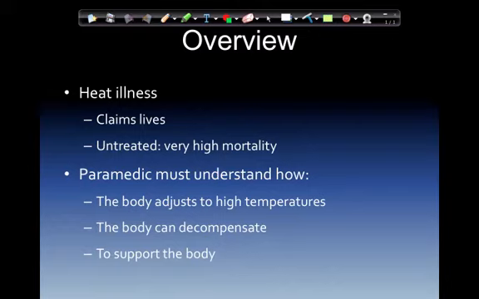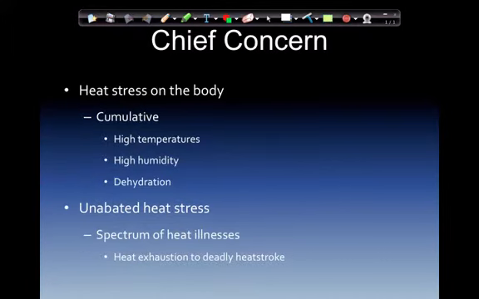So heat illness, it claims lives every year. Untreated, there's a very high mortality in this. Paramedics must understand how the body adjusts to high temperatures. The body can decompensate, and we must support the body in its endeavors. Chief concern, heat stress to the body, cumulative, and this means all of this together. So high temperatures, high humidity, and dehydration combined is what gives us a heat injury.